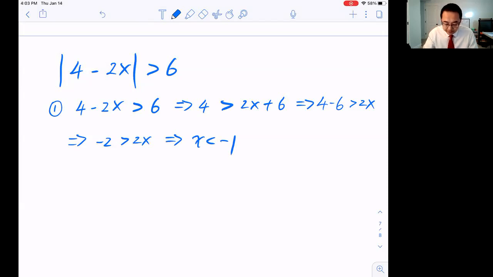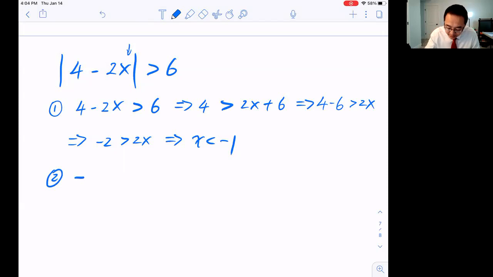So if we were looking for the next whole number, you can go to -2, plug -2 in here, and that gives you 4 minus 2 times -2, which is 4 minus (-4), which gives you +8. And +8 is greater than 6. That's correct, right? Okay, so the second possibility is that 4 minus 2x is a negative number.